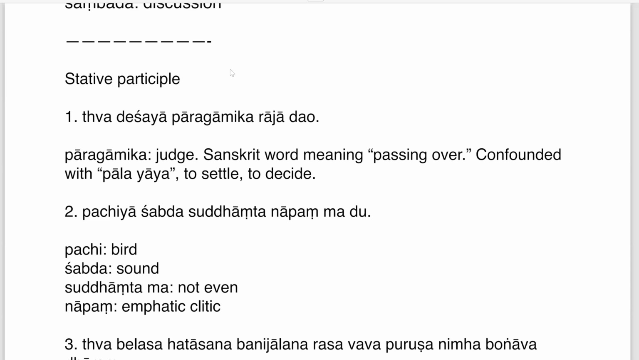Deshaya Badamiga Rajadal. The demonstrative Deshaya, country, genitive. Badamiga is a judge. Raja is king here, and Dal is that to be in the stative. So the king is the judge of that country, of this country. Yeah, exactly.